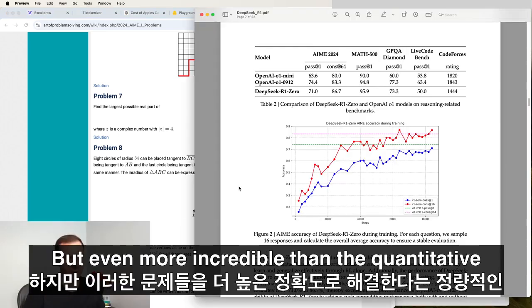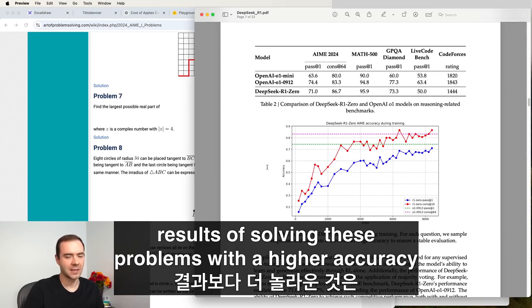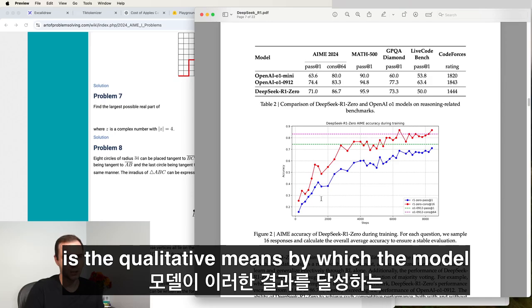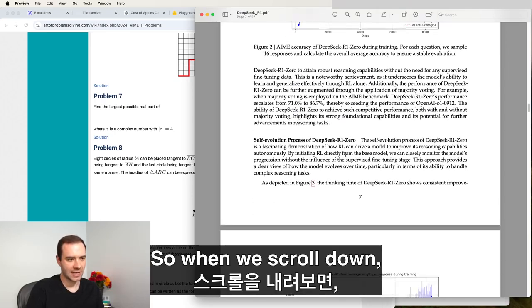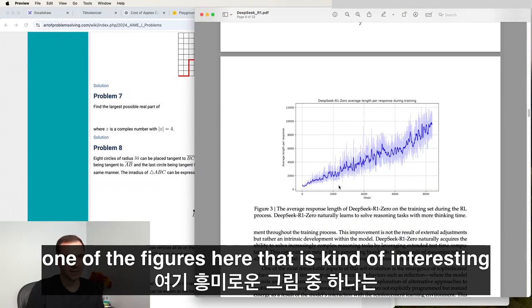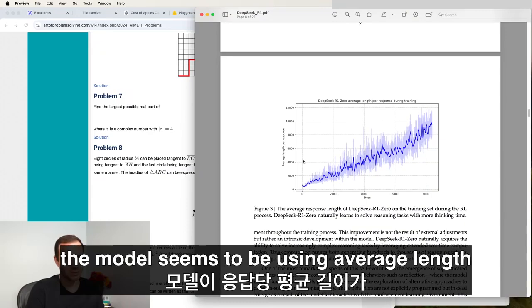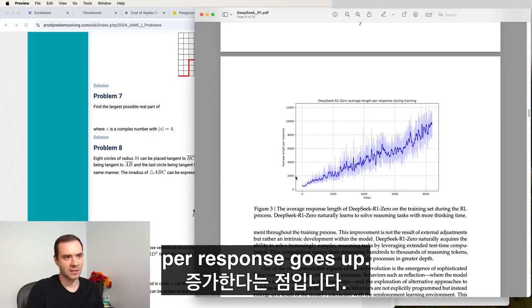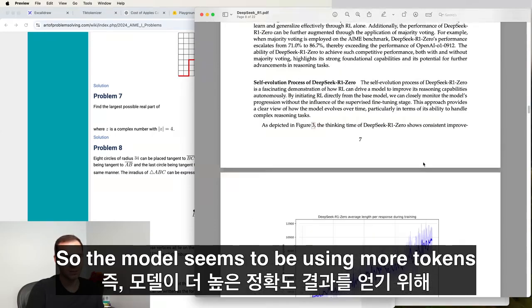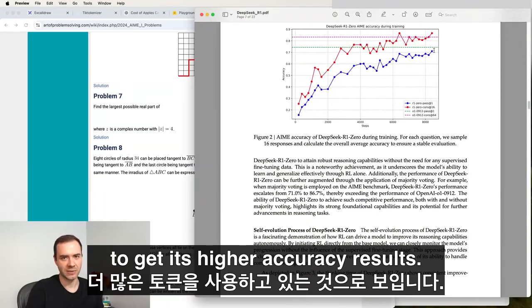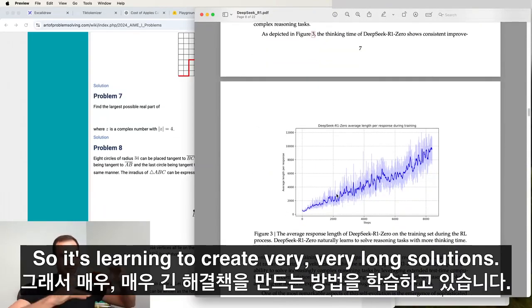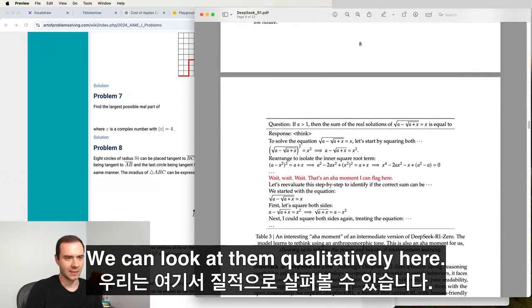But even more incredible than the quantitative results of solving these problems with higher accuracy is the qualitative means by which the model achieves these results. When we scroll down, one of the figures that is interesting is that later on in the optimization, the average length per response goes up. So the model seems to be using more tokens to get its higher accuracy results. It's learning to create very, very long solutions. Why are these solutions very long? We can look at them qualitatively here.